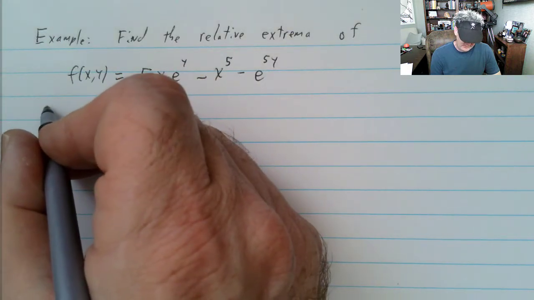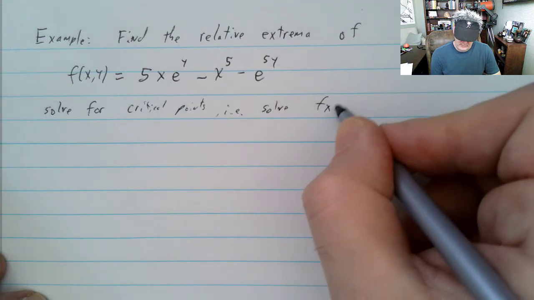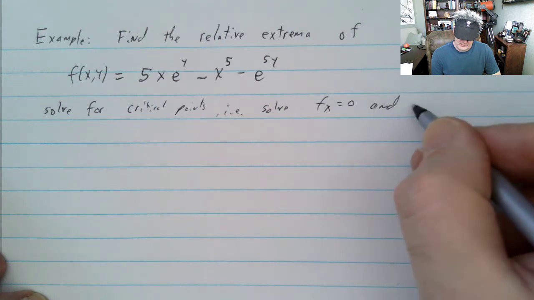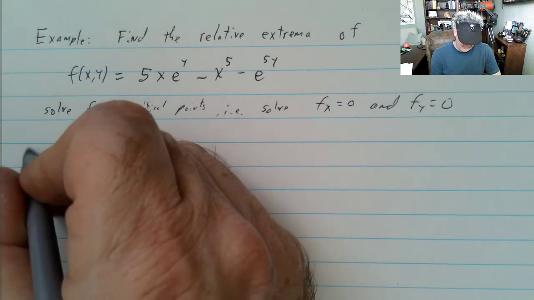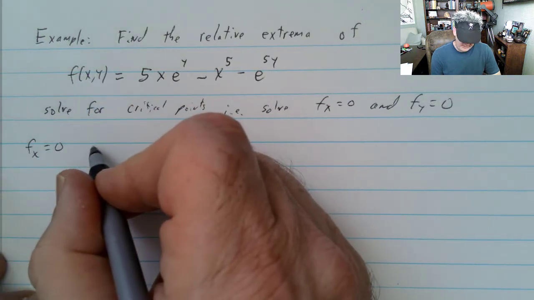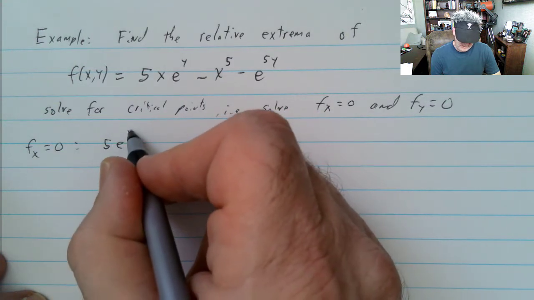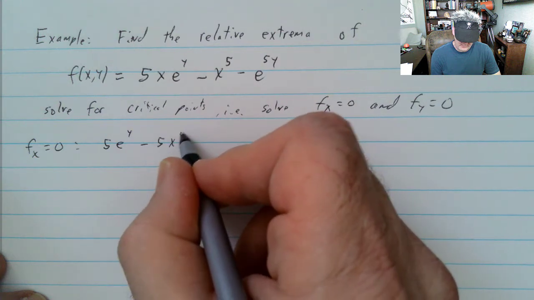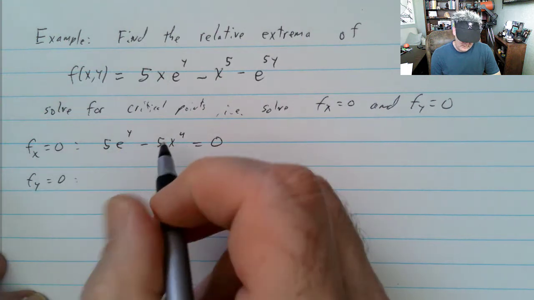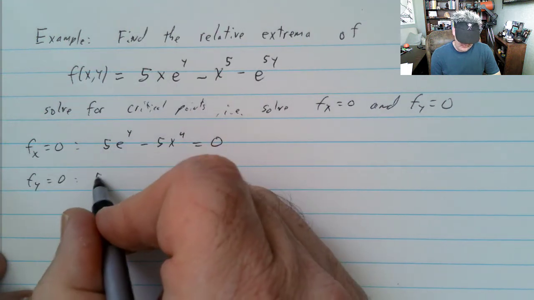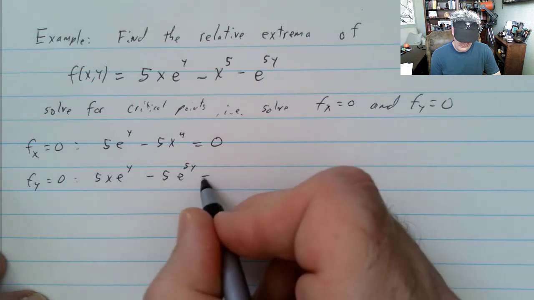So to find the extrema, we'll solve for the critical points, which means solving f sub x equals 0 simultaneously with f sub y equals 0. Alright, so from f sub x equals 0, we get 5e to the y minus 5x to the fourth equals 0. And from f sub y equals 0, we will get 5x e to the y minus 5e to the 5y equals 0.